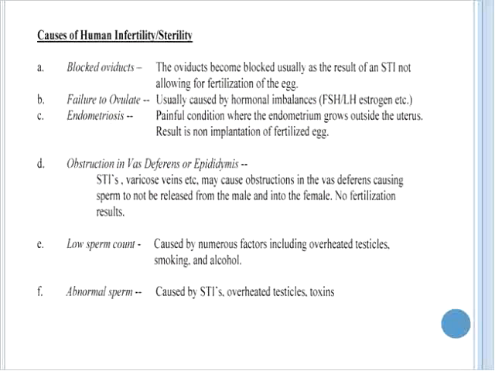There are a number of different causes of human infertility, sterility. These include blocked oviducts. With a blocked oviduct, the oviduct in the female becomes blocked, typically as a result of an STI. Thus, fertilization of the egg is prevented because the egg cannot be passed through. There's failure to ovulate. Typically, this is caused by hormonal imbalances, FSH, LH, estrogen, etc.